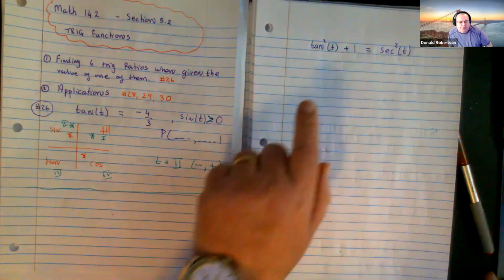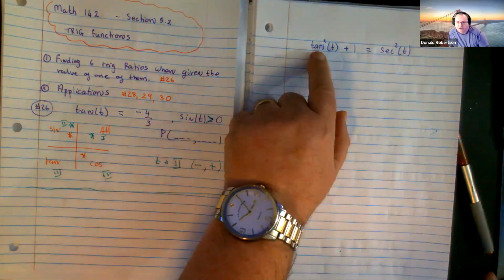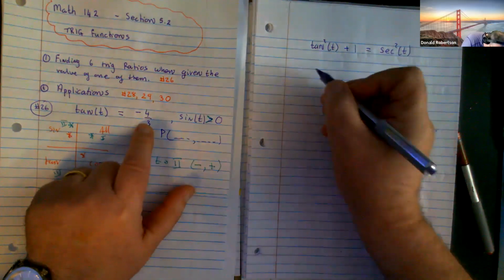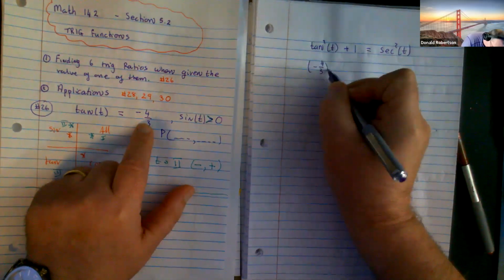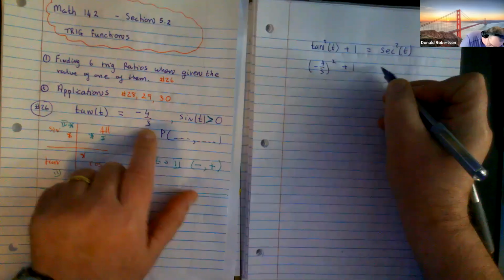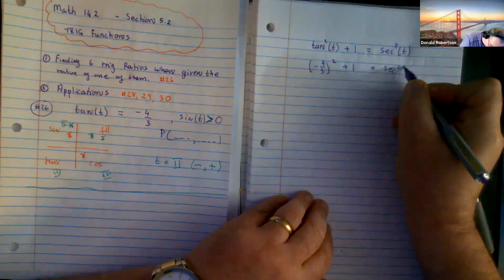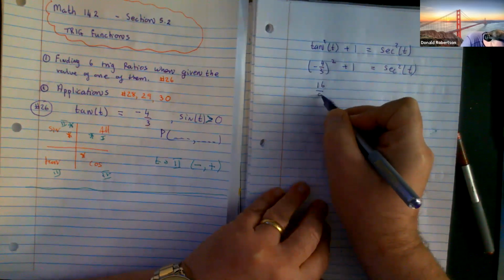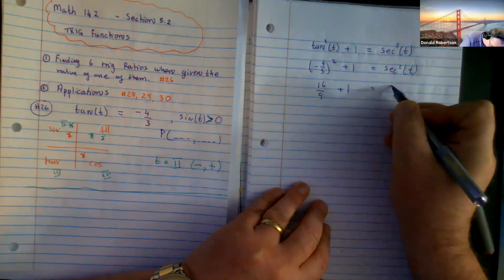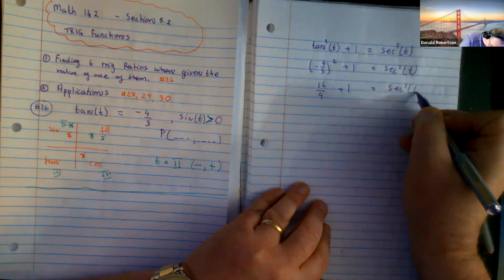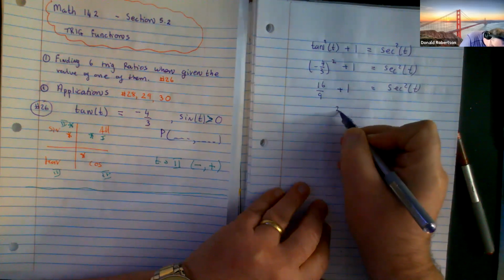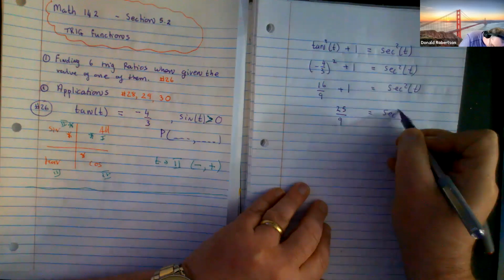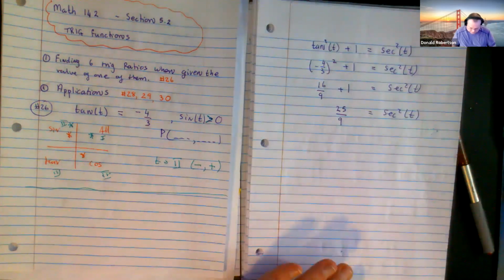Because what I'm now going to do is use the fact that I know what the tangent is, and this will allow me to get what secant squared is. So the tangent is -4/3. So (-4/3) squared plus 1 is going to be the secant squared. That guy is 16/9 plus 1 is the secant squared. And if you combine them together, you get 25/9 is the secant squared. So far, so good?